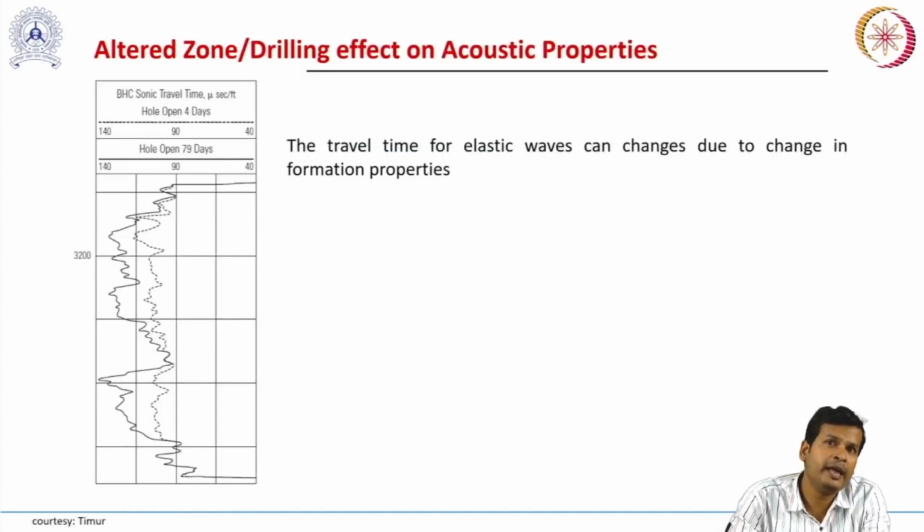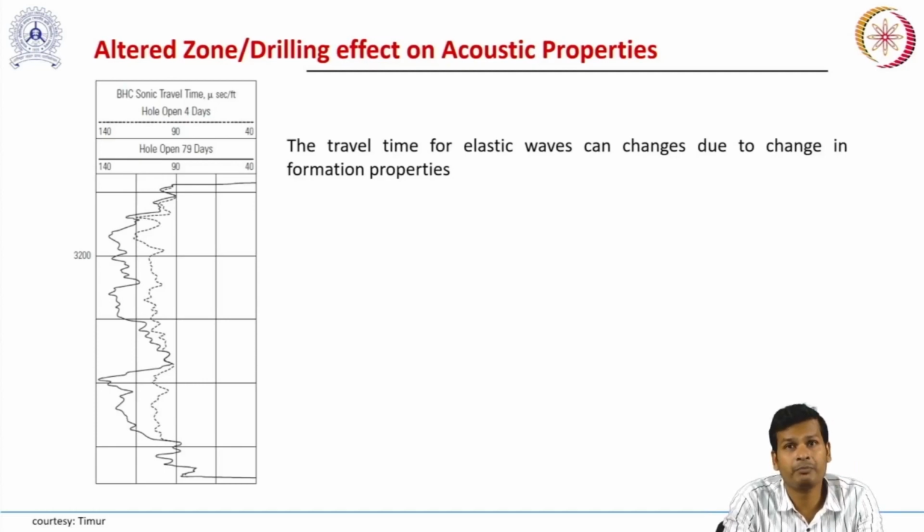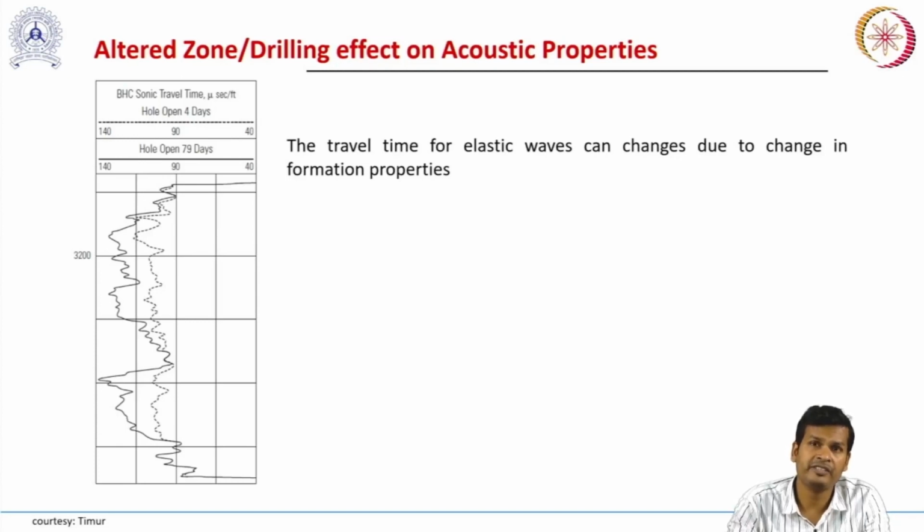Now, altered zone and the drilling activity effect on acoustic properties, and how it can affect our log measurement. Due to the alteration of the formation properties, its elastic property can change, its density can change. So the travel time of the elastic wave can also change. That means during drilling, if the formation is damaged, its property is going to change. Now it will be a completely different formation with different elastic modulus and different densities. So obviously the compressional wave travel time inside the formation is also going to change.